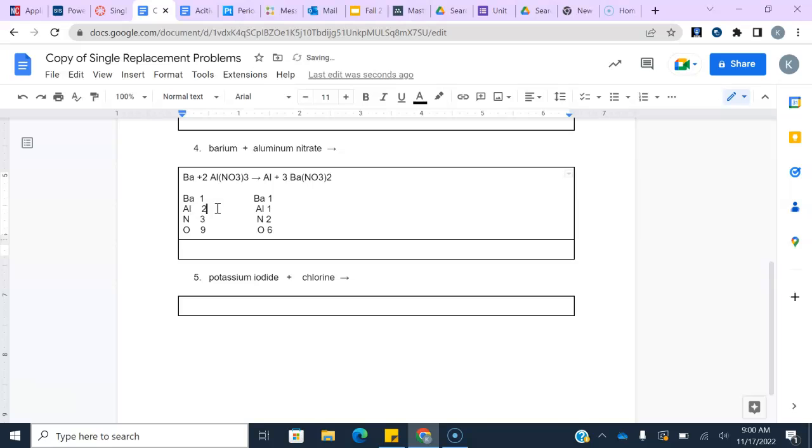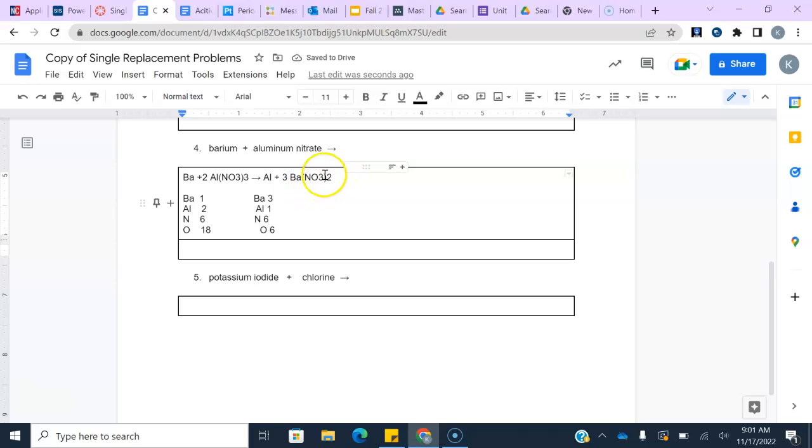So now we have 2 aluminum, 3 times 1 is 3, times 2 is 6 nitrogen, and then 3 times 3 is 9, times 2 is 18 oxygen. Now let's look at our barium. We've got now 3 barium. We have 2 times 1 is 2, times 3 is 6 nitrogen.